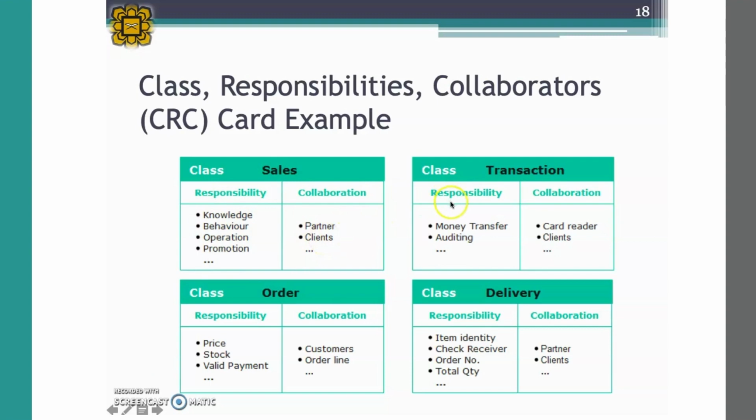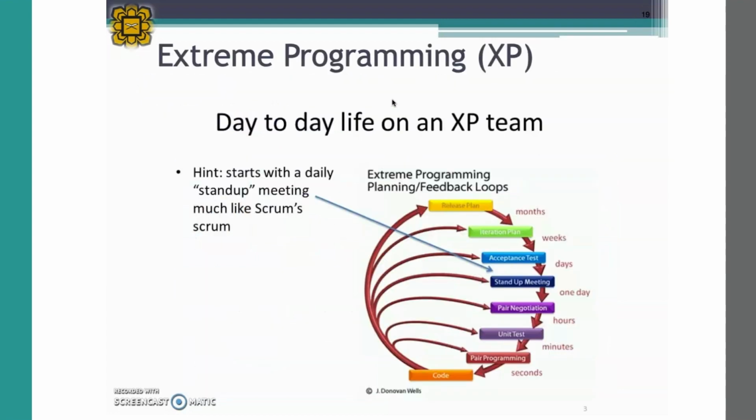So same goes to the rest of the cards. So this one element is called a card, and the card is actually called Class Responsibilities Collaborators. CRC card is not only being used in Agile, it is also well known in other process models too.